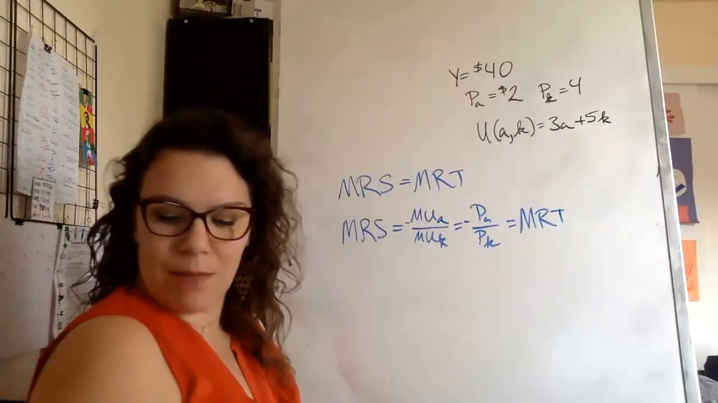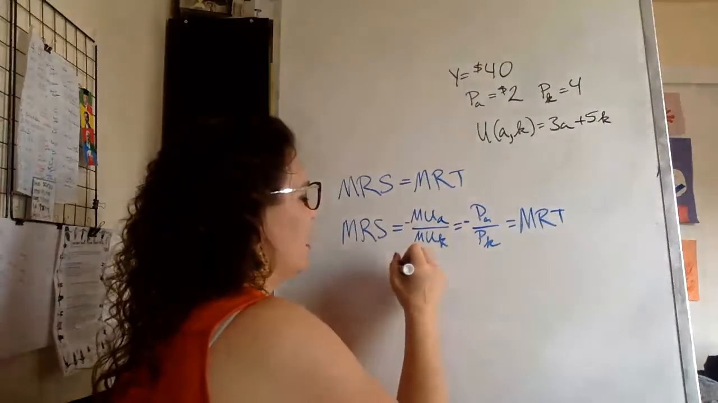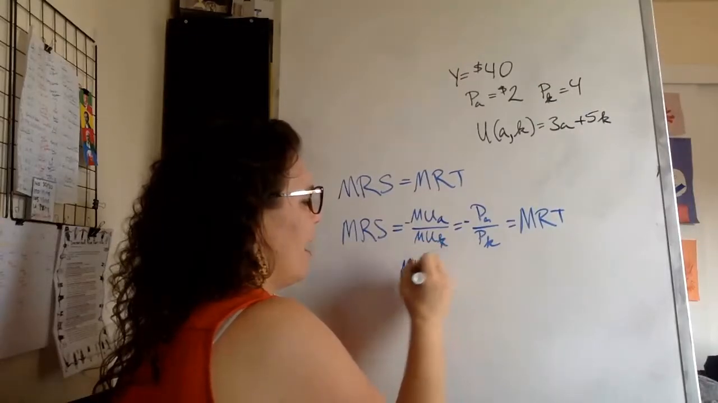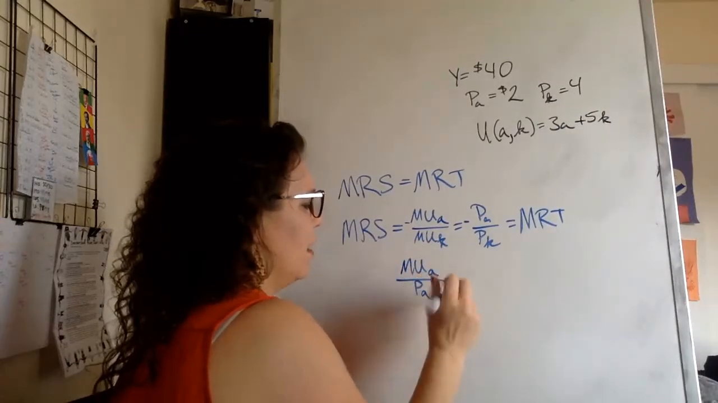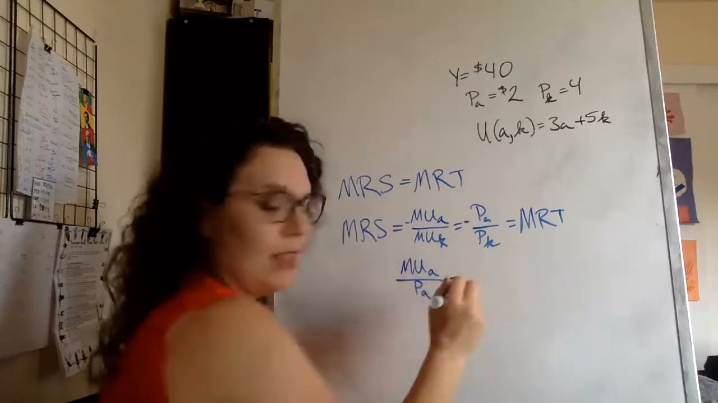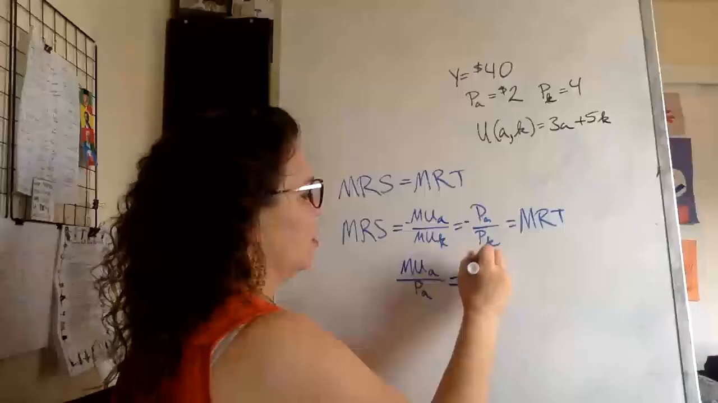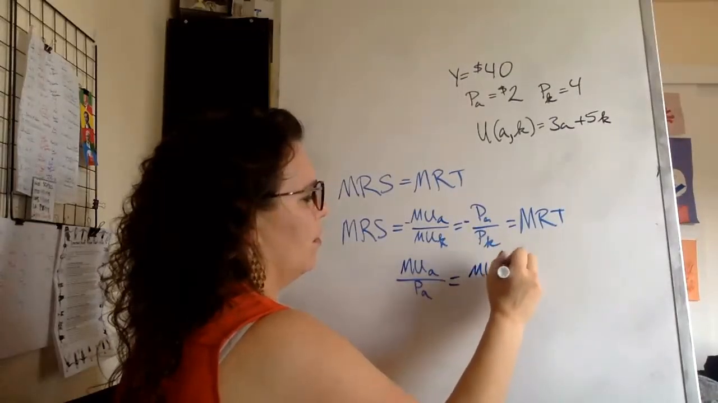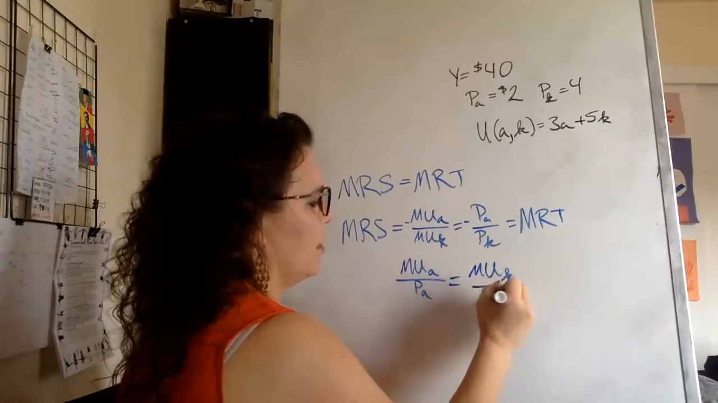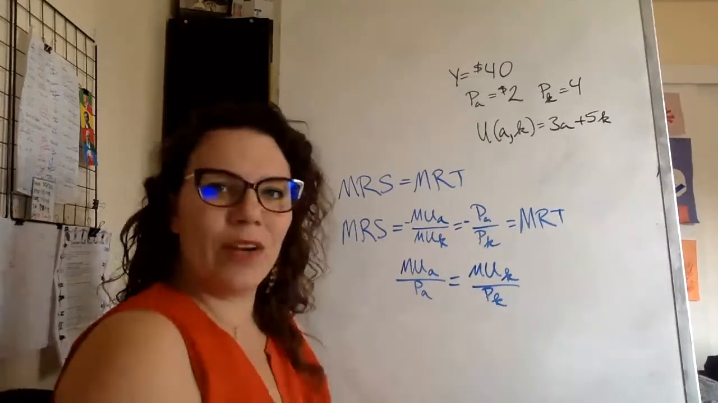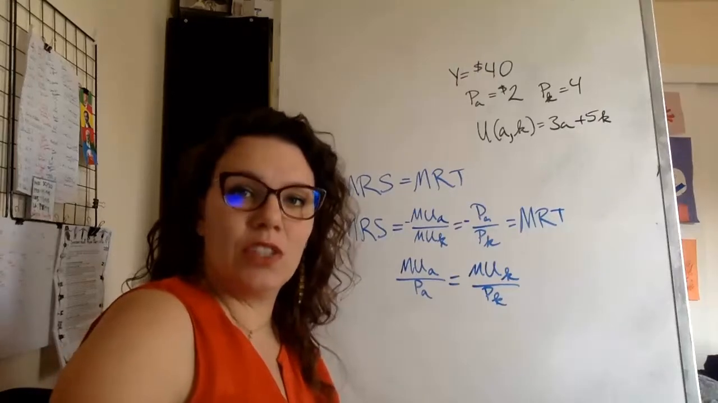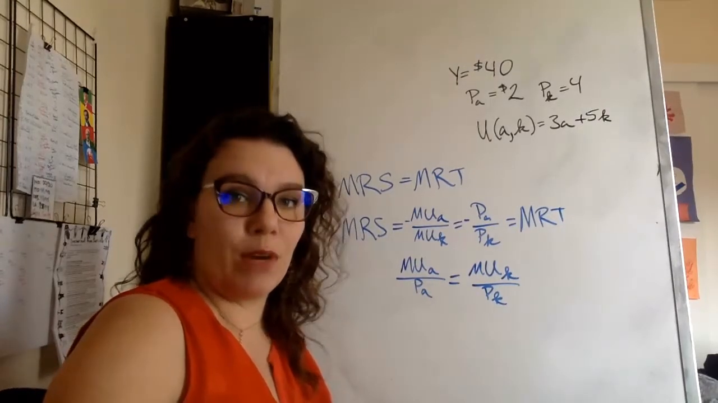And we can do that by just saying that we can look at the marginal utility of apples divided by the price of apples and set that equal to the marginal utility of kumquats divided by the price of kumquats. That's how we're going to solve this problem. That's how you'll solve a lot of these algebraic problems.